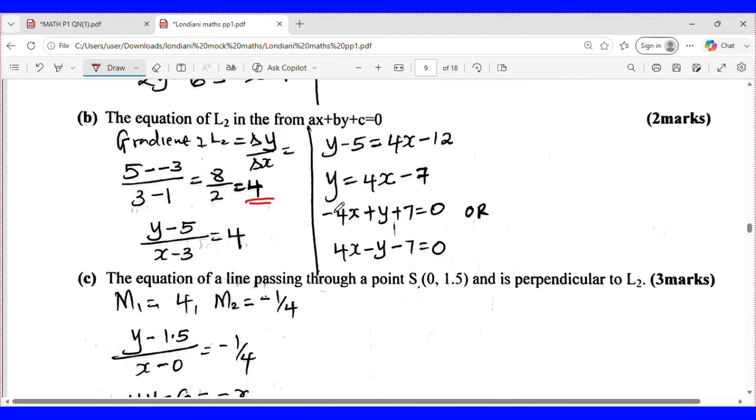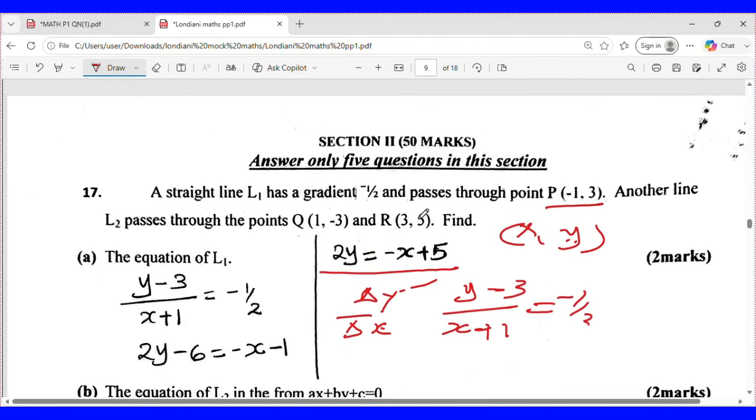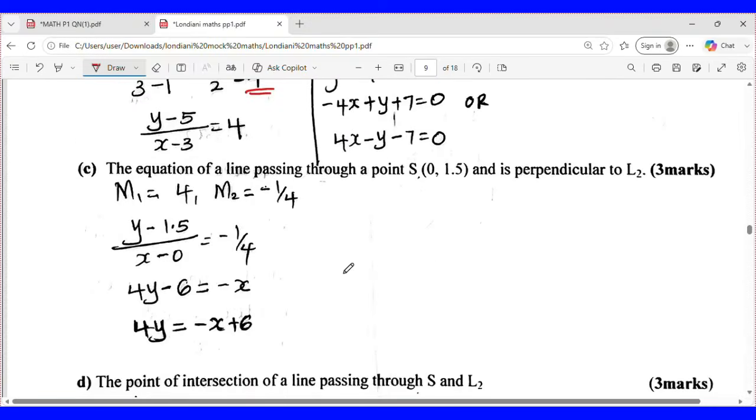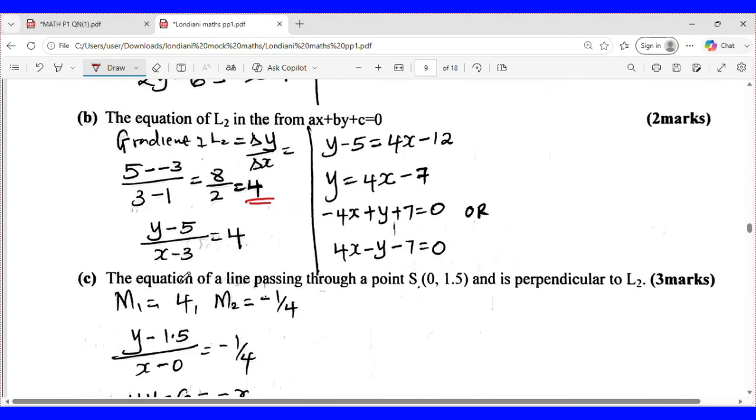Now you take one point. You can take this one, Q or R. Whichever of them you use, the answer is going to be the same. Now this one, you can put over 1 here and cross multiply. So we will have y minus 5 is equal to 4x minus 12. Then you will have this point here. But the instructions from here said you must give it in this form. You must do that. So bring this on this side.